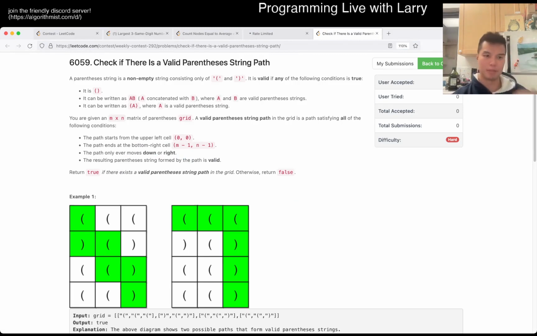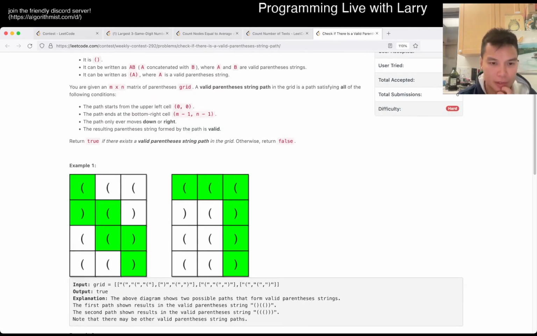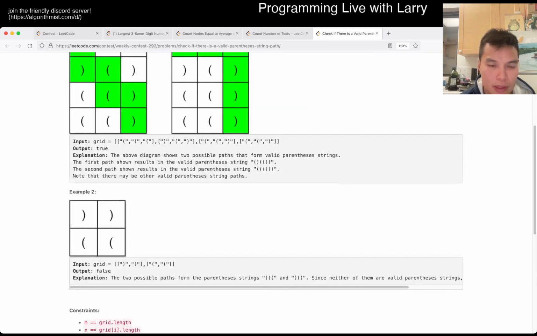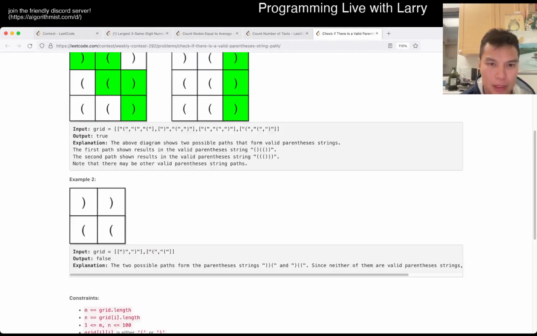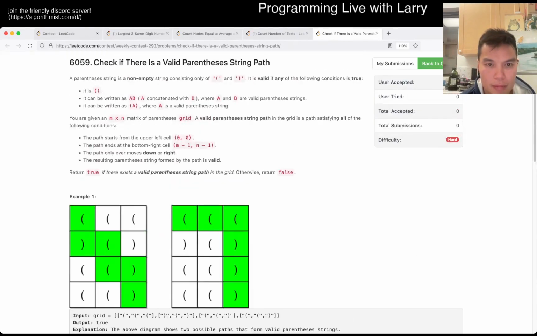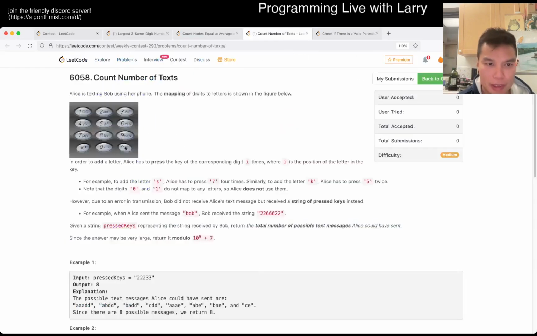Let's see. Check with the round parentheses graph. Okay, so this is a good problem. M times n is equal to 10,000. So basically the 10,000 nodes, each one could be... I mean, in theory, can you go backwards or just only down or right? Actually, that makes it pretty straightforward, I think.